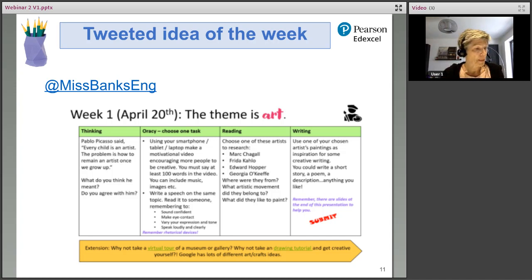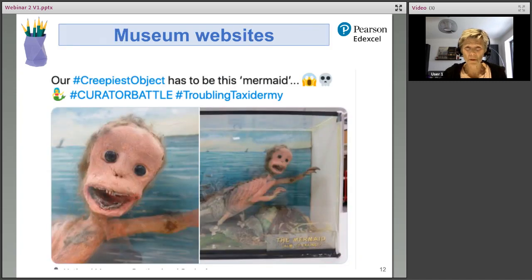Okay. Now, a couple of ones from left field, and this will come up as a bit of a shock, is this one. I just had this idea, and it's come from sort of Key Stage 2 area. A lot of museums have gone online now because obviously we can't go live. And this was a creepiest object one from one museum here. So if you do hashtag creepiest object, I just thought it was a prompt for creative writing across the key stages, really. I just really liked that one.